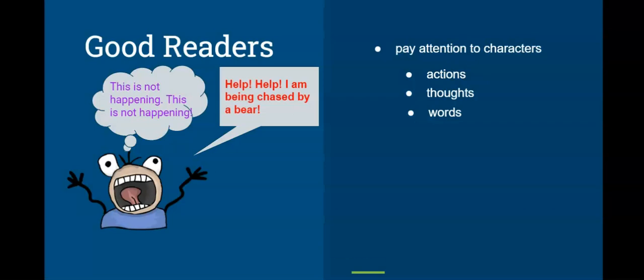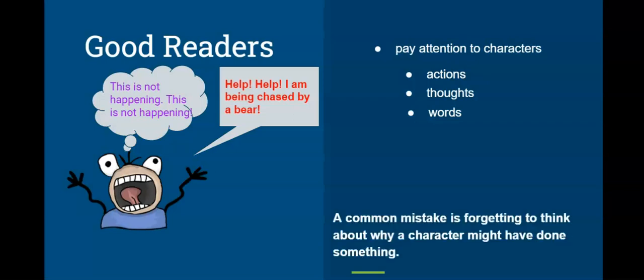So that brings us to our common mistake. A common mistake is forgetting to think about why a character might have done something. So we need to make sure we look at what they're doing and then question, why did they do that? Now let's practice.